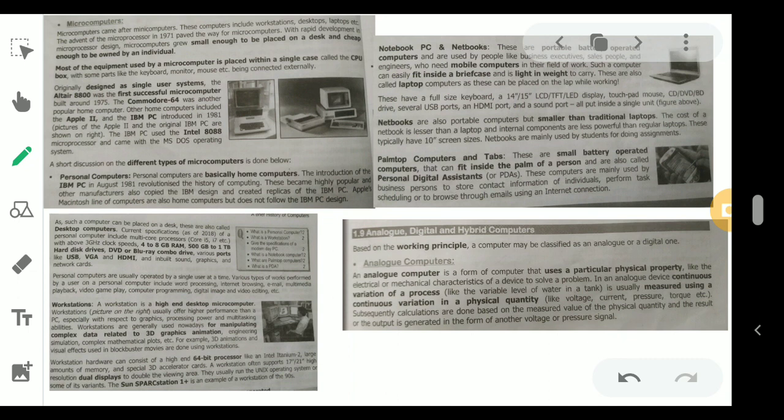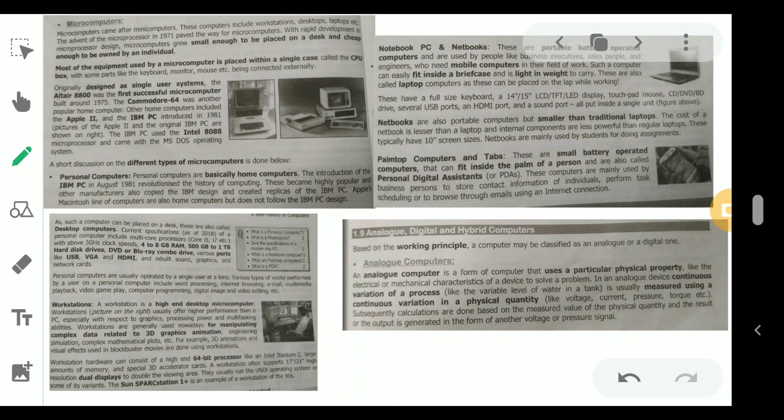So what are netbooks? Netbooks are also portable computers but smaller than traditional laptops. The cost of a netbook is lower than a laptop, and the internal components are less powerful than those of regular laptops. They typically have a 10 inch screen size. Netbooks are mainly used by students for assignments.